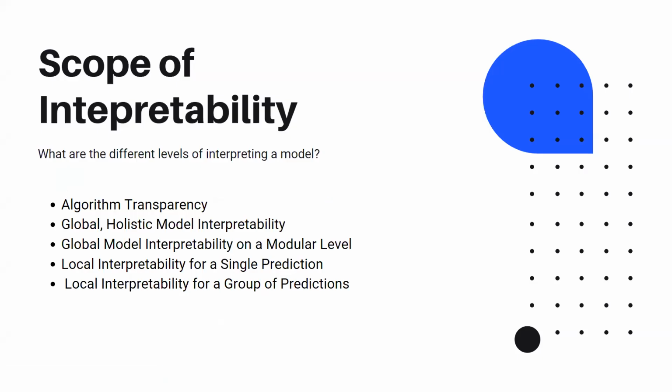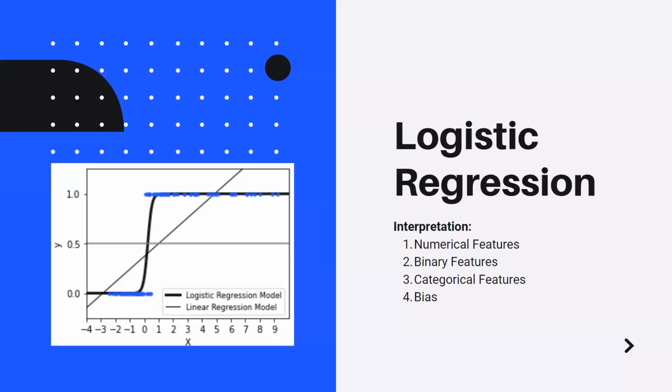Now that we have spoken about these different levels, let's take an example of logistic regression and go through the different scopes of interpretability that we have seen before, and try to understand which ones are working and which ones are not. So, algorithm transparency: how does the algorithm create the model? We have already said that A equals some formula, B equals some formula, C equals some formula, D equals some formula, and so on and so forth. So the first level of interpretability is there.